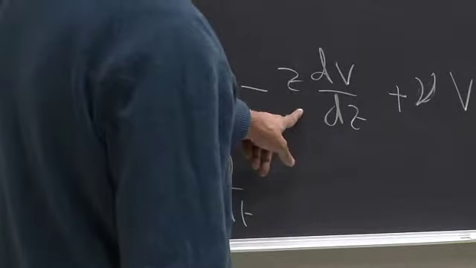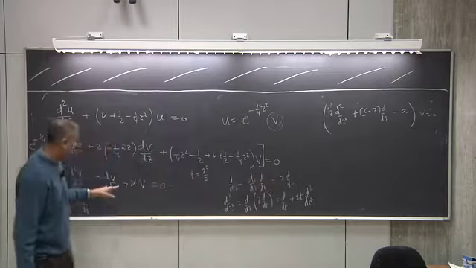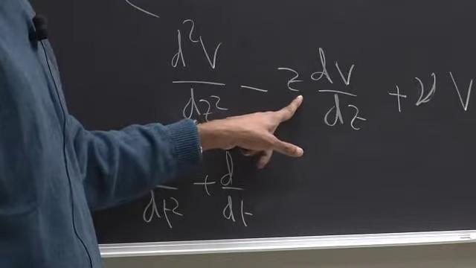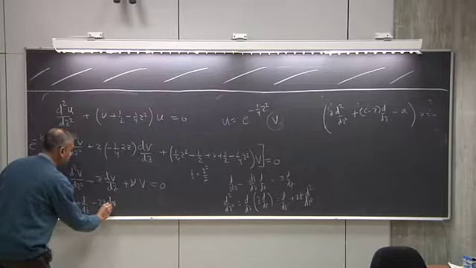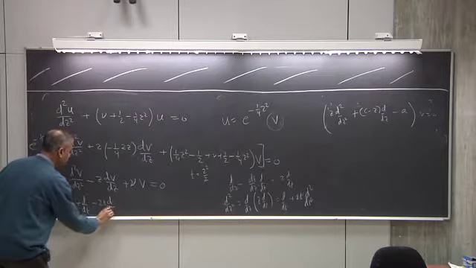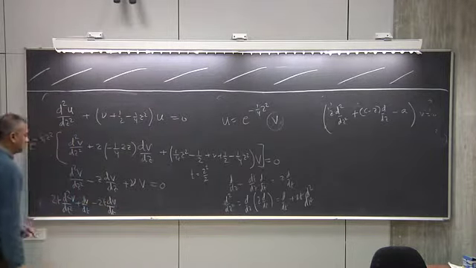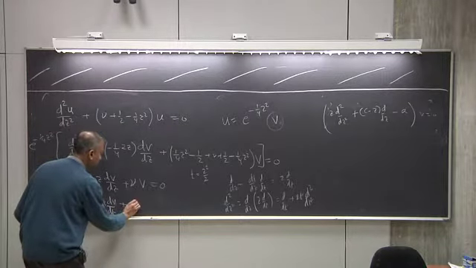From the second term, dv by dz is already z d by dt, but I have another z there, that makes it z square, and z square is 2t, right? So it's minus 2t dv by dt. I can put here v, and then it's simply that plus nu.